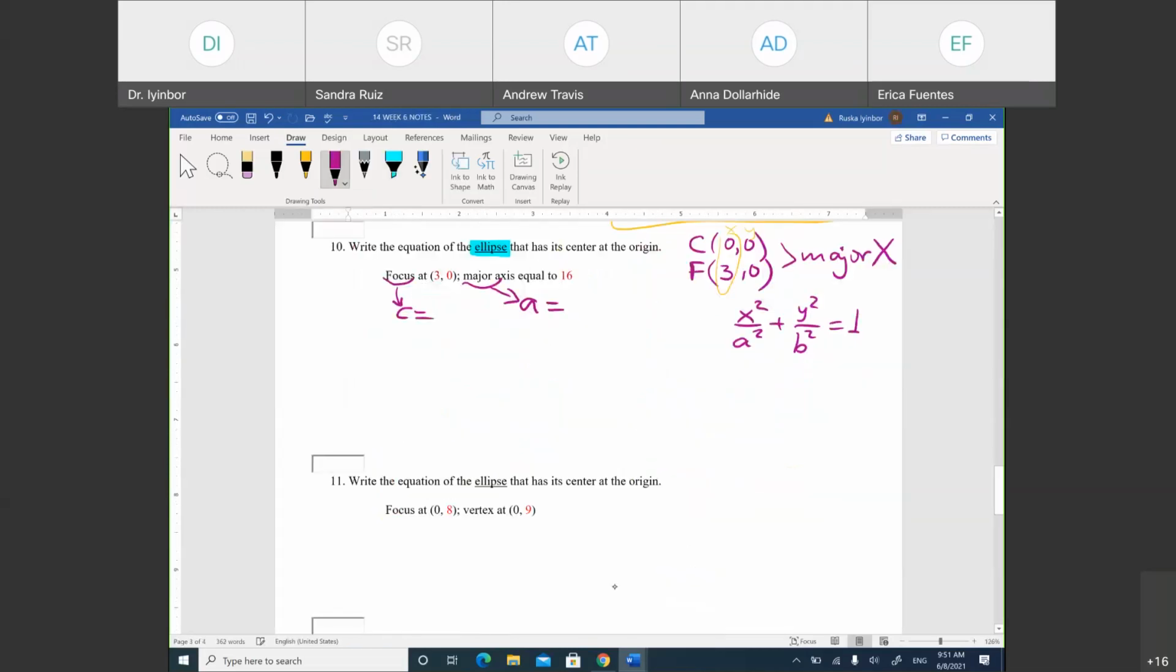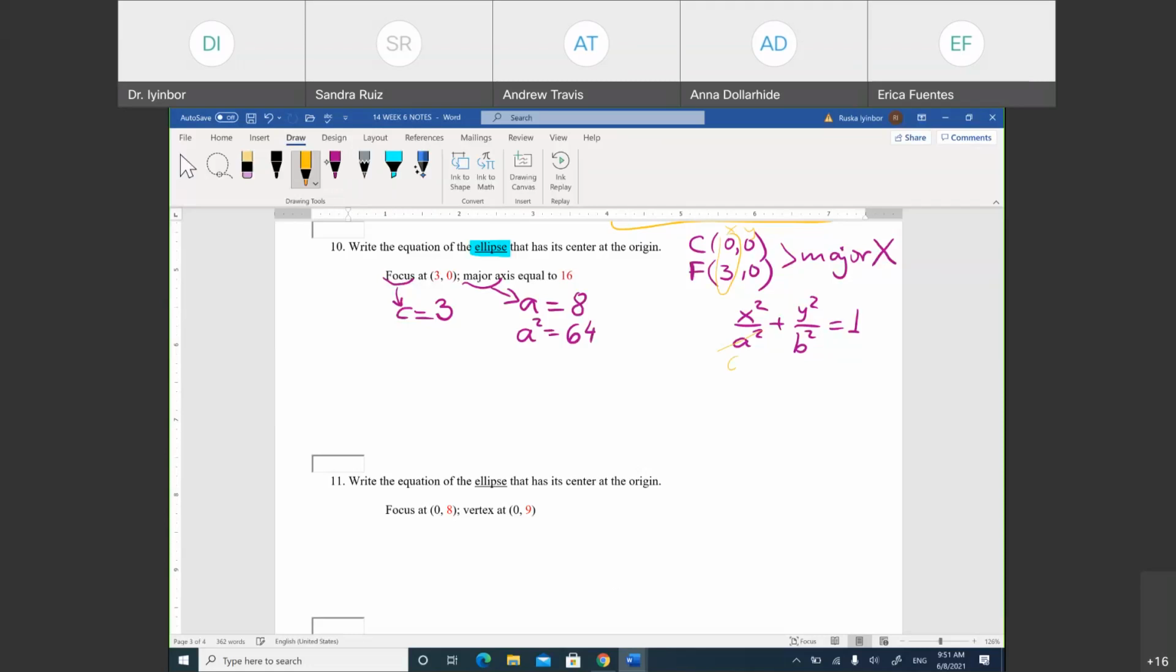What is c? c is going to be 3. And major axis is 16. So what is a? Half of the major, right? It's going to be 8, because 16 divided by 2 is 8. Everybody understand that? So now we have a is 8. What is a squared? 8 times 8 is 64. So I'm going to replace a squared with 64.